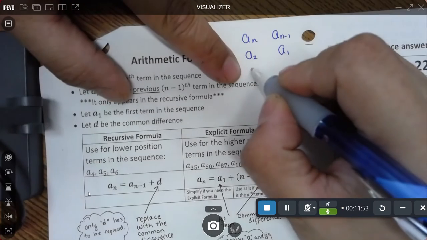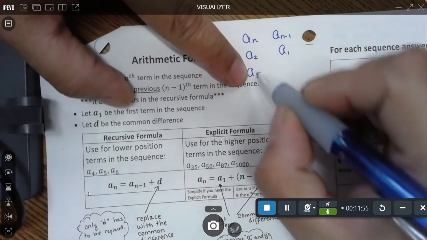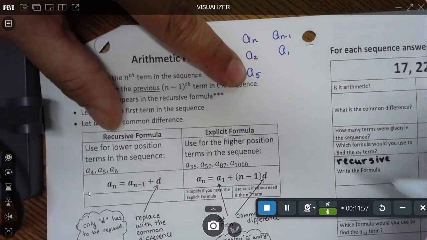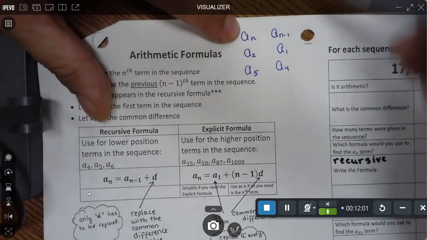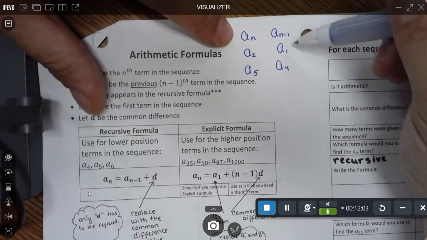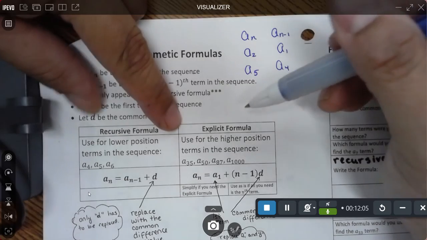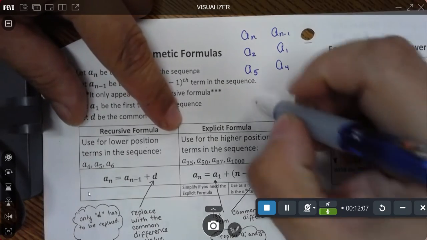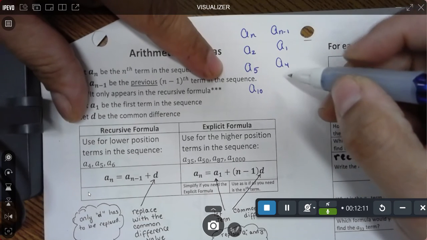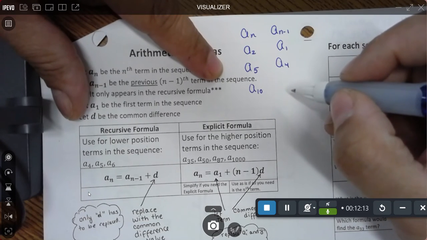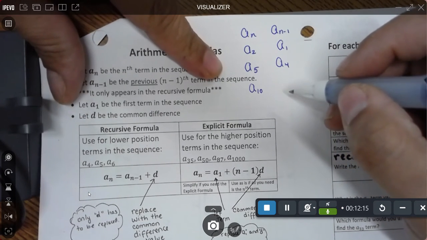All right, let's say we want to calculate the fifth term. What's the term before the fifth term? The fourth term. That's all a sub n minus 1 means, is the term that comes before the one that you're interested in. So let's say we're interested in the 10th term. Which one would be the previous term?